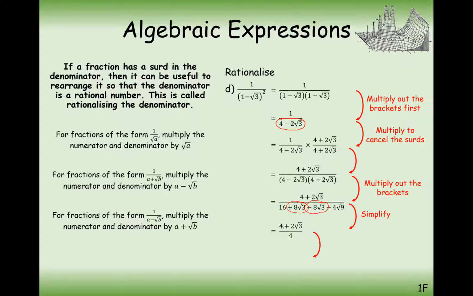And what we can do here is we can simplify the fact that we've got a common factor of 2 on each of the terms in our fraction here. So we can divide top and bottom by 2, or effectively times by half on the top and bottom, to get 2 plus root 3 divided by 2.